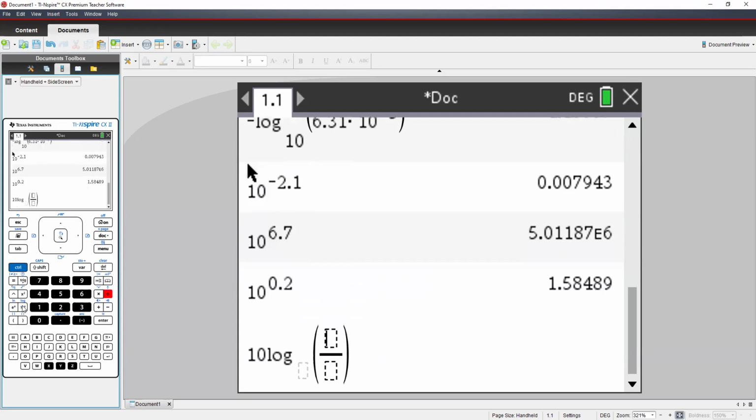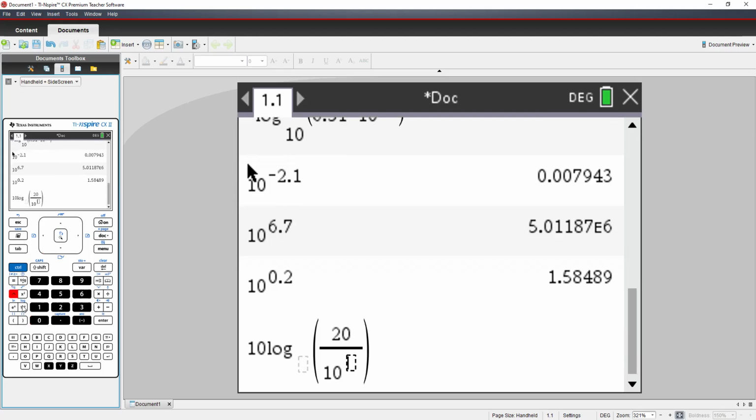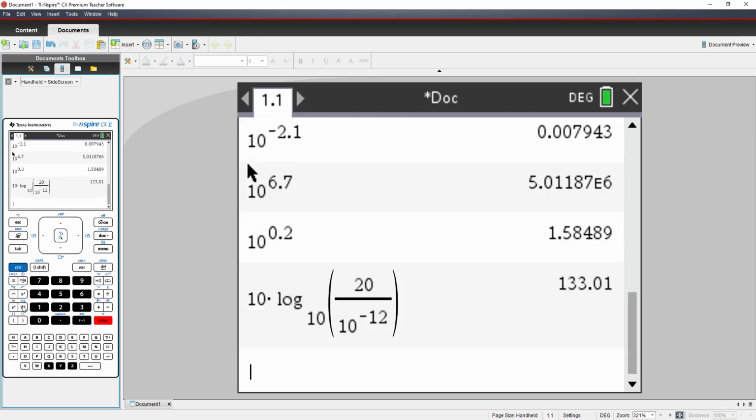Control divide to make it a fraction. Originally it was 20 watts. Divide it by 10 to the negative 12, and I get 133.01.